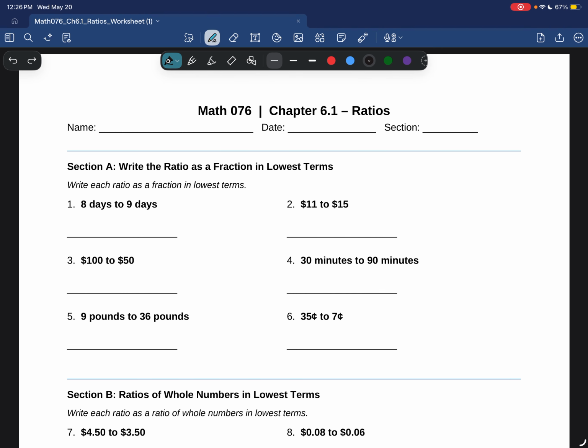We're talking about chapter 6.1 ratios. So we have ratios every day in life that we think about, like dollars per hour or miles per gallon. We're going to be talking about these today. Okay, so we're talking about ratios.